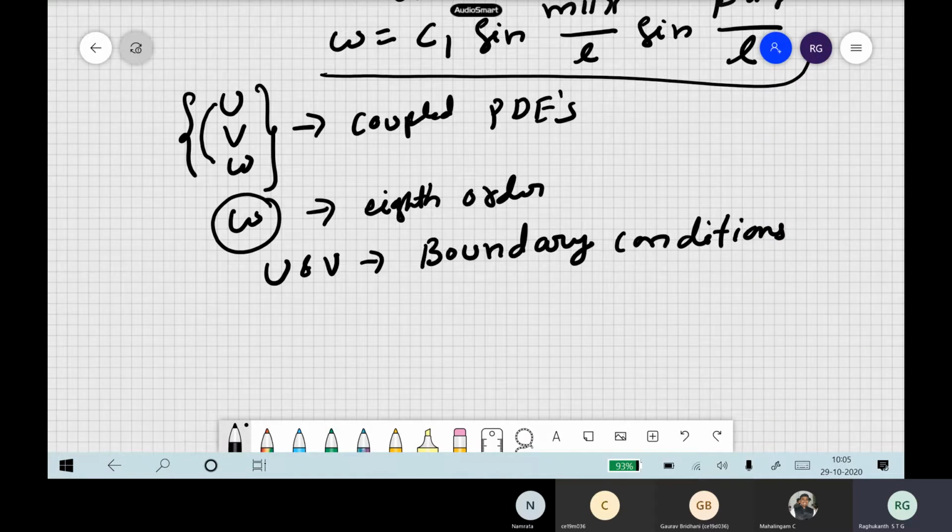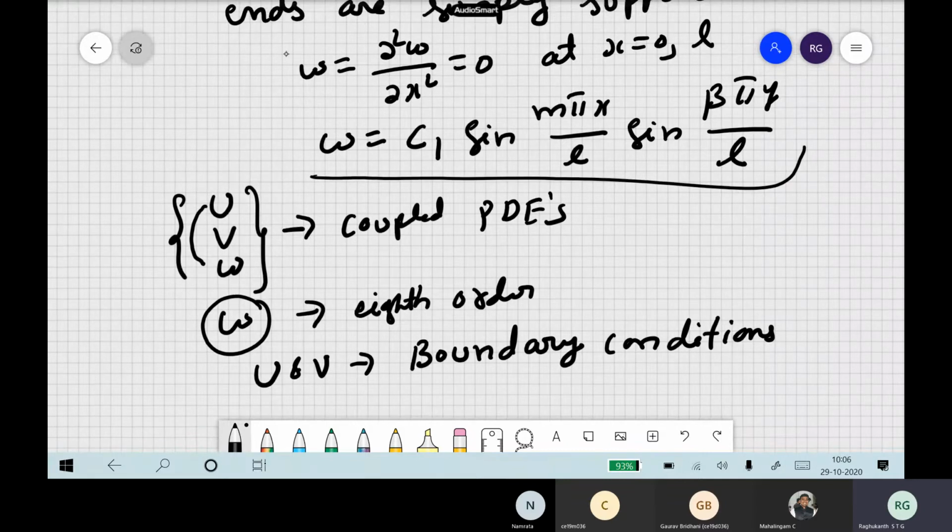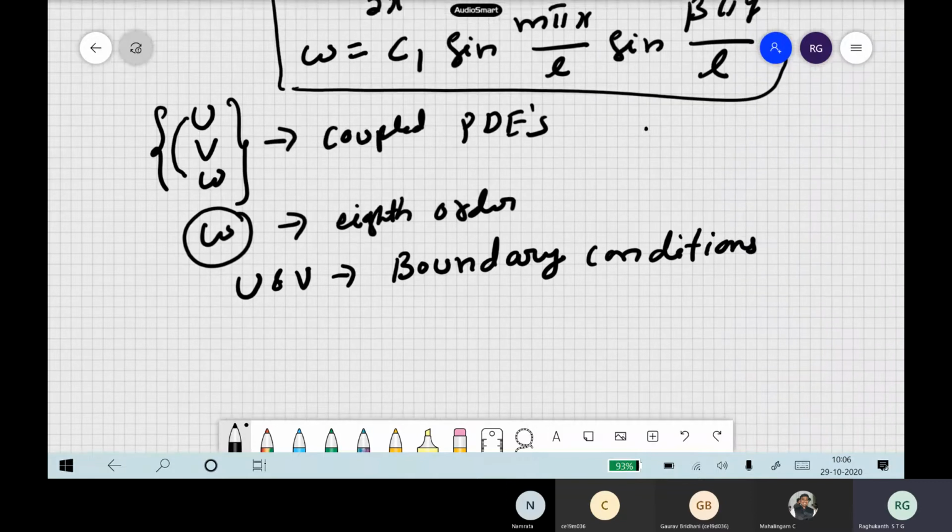So sometimes the boundary conditions for w will be different, and for some problems u and v may be different. But if we enforce that it is simply supported and assume that w is c1 sine m pi x by l and sine beta pi y by l, what u and v will be is interesting actually.